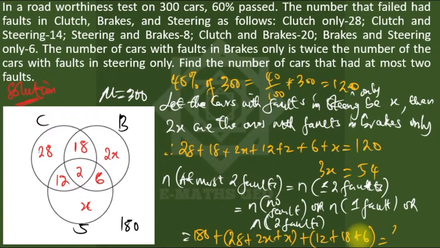So 244 plus 2x plus x is 54. So our answer is 298. So that's the answer. So that is what we are asked to find. It's a tricky one, but still simple. Thank you.